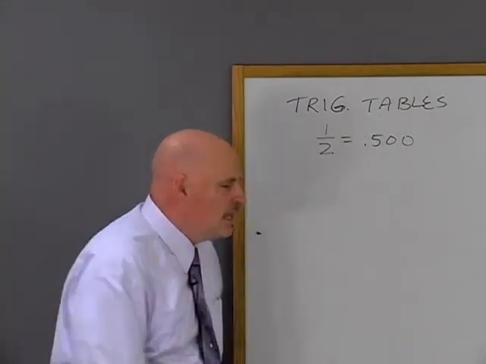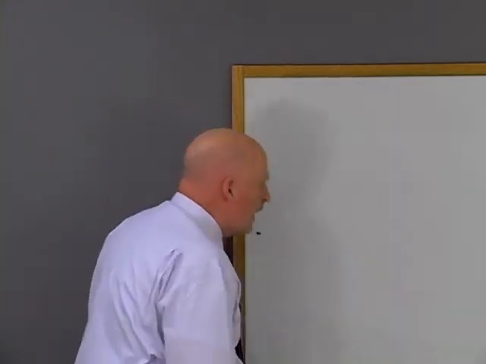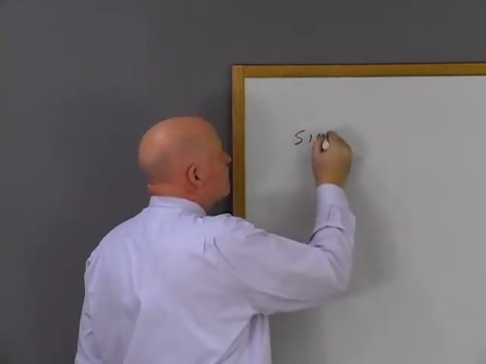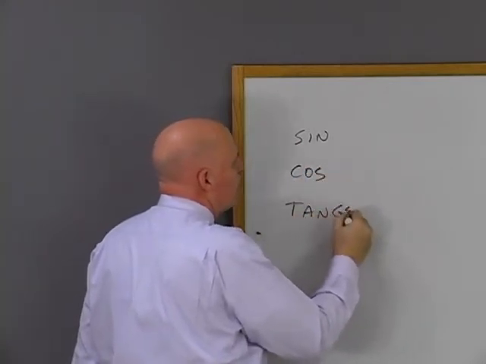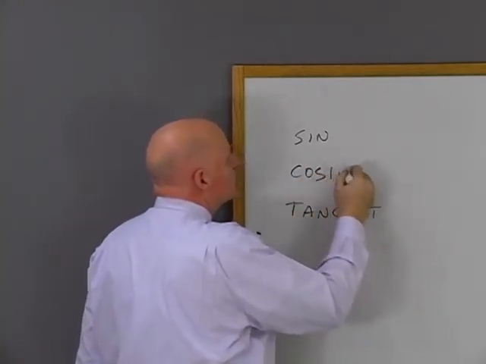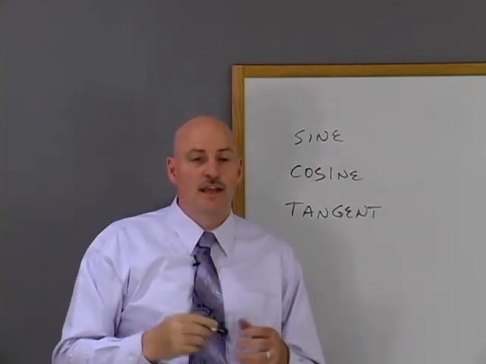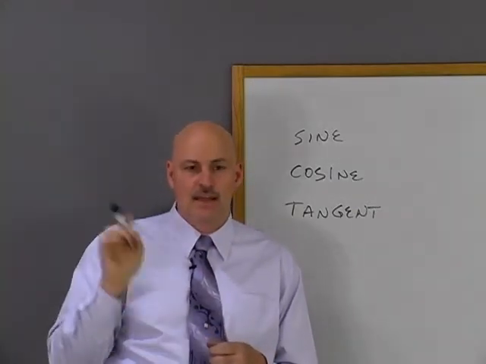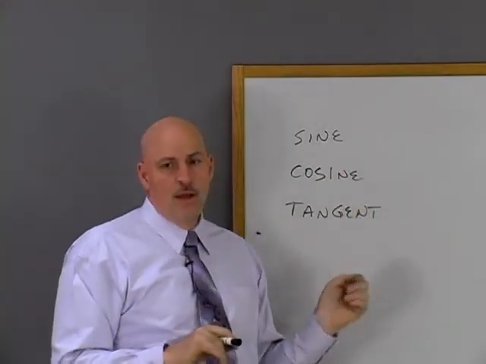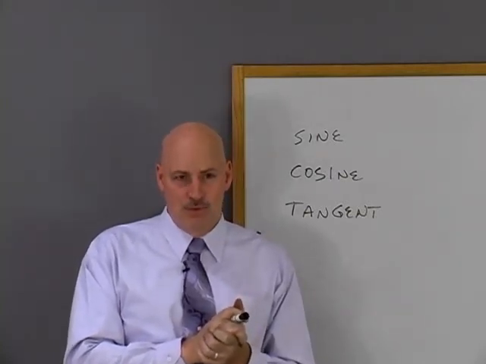There's 3 key ratios. They are the sine, the cosine, and the tangent. There's the abbreviations. There's the full spellings. You'll see these on scientific calculators. You'll see SIN, COS, TAN. They stand for these three. But they are ratios expressed usually as decimals. Okay?